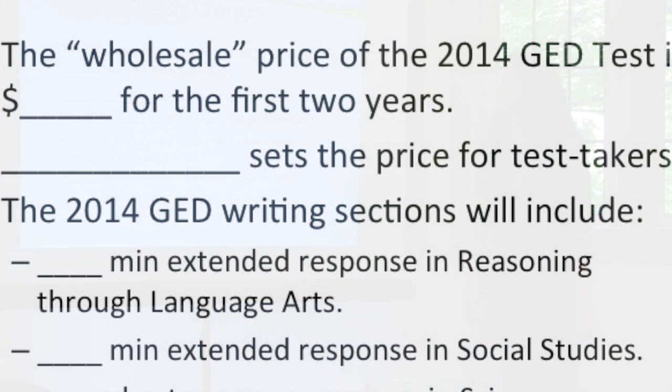All right, second questions. What's going to be the price of the new test? Does everybody know this? Again, we'll hear it as we go up. We know this? 400. No. It depends on where you are. Hold on. All right, we'll get to it. Who sets the price for test takers? And how long are the writing sections going to be for reasoning, language arts, social studies, and science? Does anybody know all the answers to these yet? Okay, good. This information is going to be interesting to you.